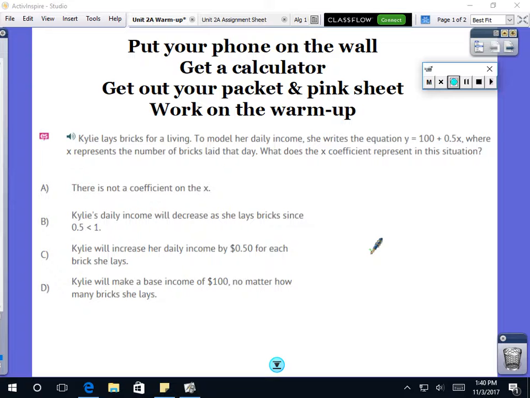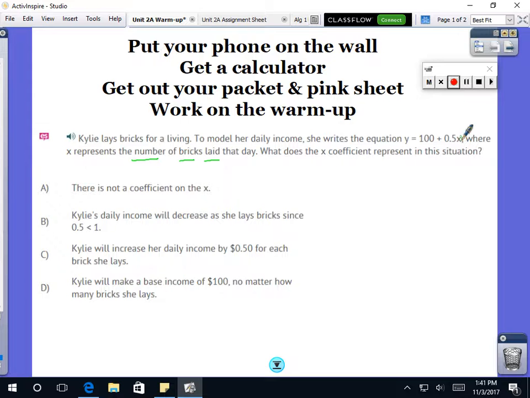All right, what does the x represent? They said it in the problem. Right. The number of bricks that she lays that day is what x represents.